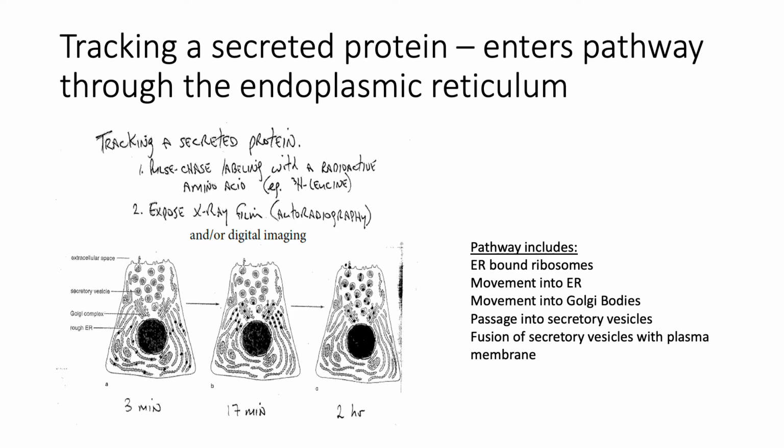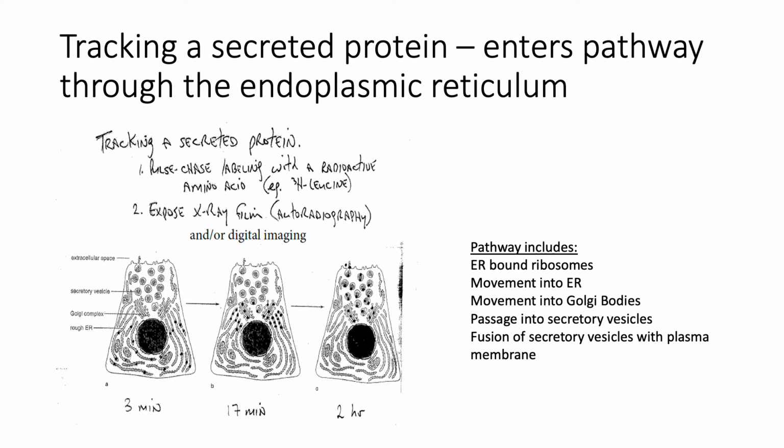So at 3 minutes, if you look at the cell, they have some things that are identified. So you have the rough ER, the Golgi complex, then there's secretory vesicles, and then there's the extracellular space. And again, we're following the pathway of the protein. So in the first 3-minute pulse, when you look at that, you see the dots, those black dots. Those black dots represent where the proteins are during that 3 minutes.